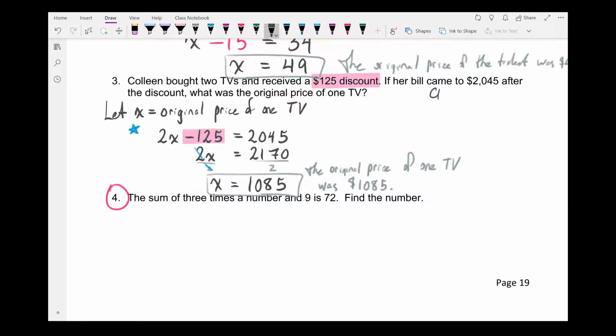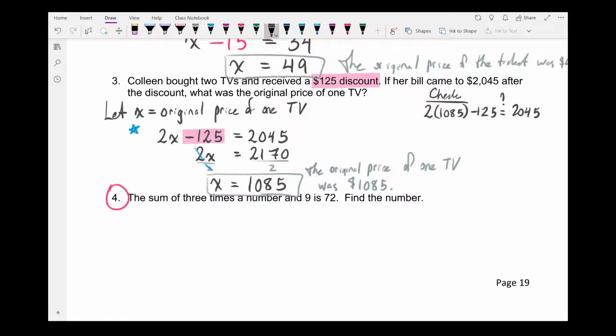Now that sounds great, that sounds reasonable, that's roughly the cost of a pretty decent TV, but we're going to want to check our work, because if this check doesn't come out properly, we know we don't have the right answer. So we put our x back into our original expression. 2 times 1,085, we're going to subtract 125, and we should get 2045, but we don't know yet if it is. So I'm going to put a little question mark there.